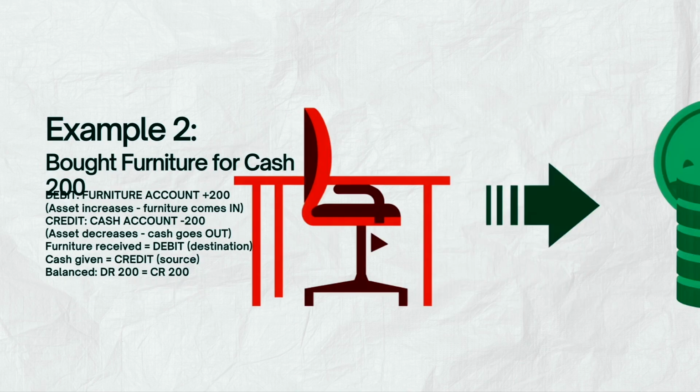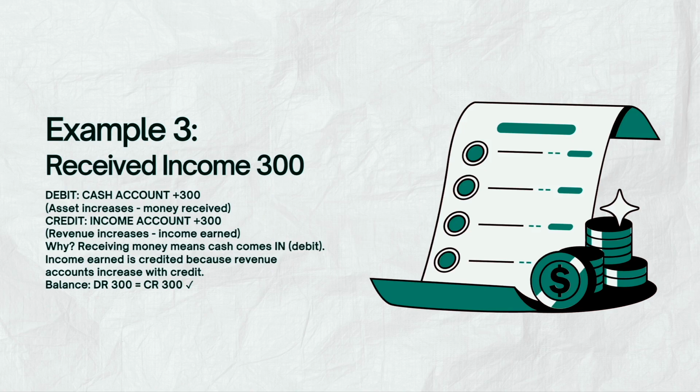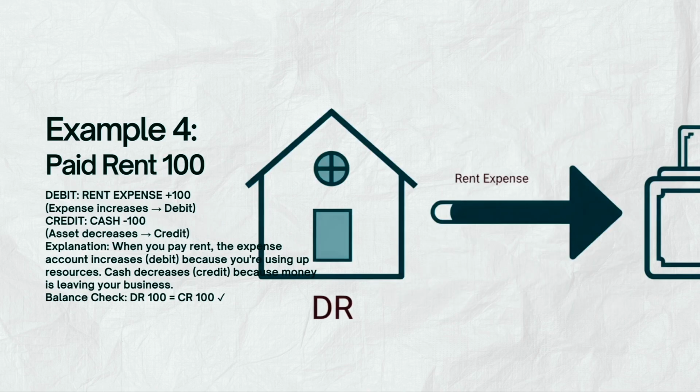Second example, a company bought furniture for cash 200. So the destination right here is furniture account, which should be debited with 200, and the source account is cash account, which should be credited with 200. Third example, a company received income for 300. So the destination right here is cash account, which should be debited, and the source account is income account, which should be credited with 300.